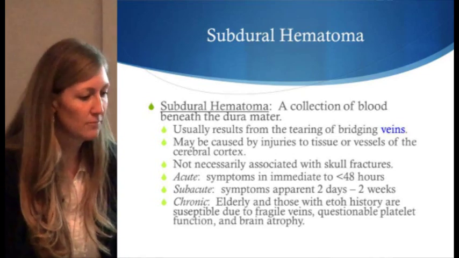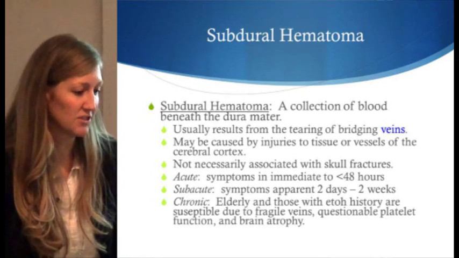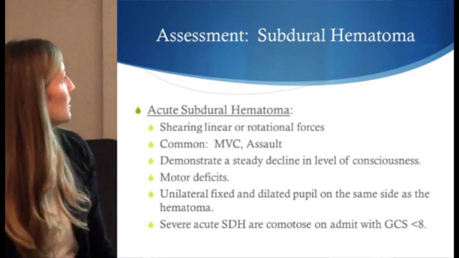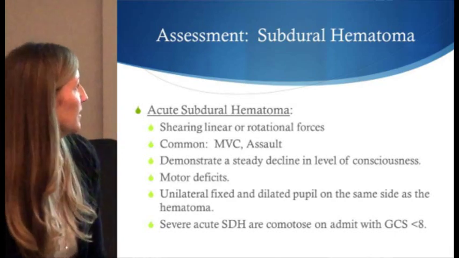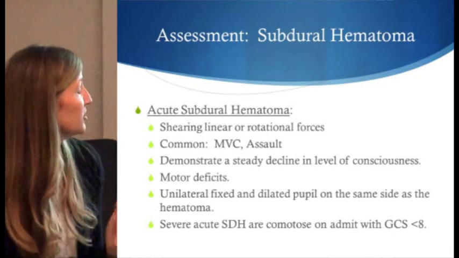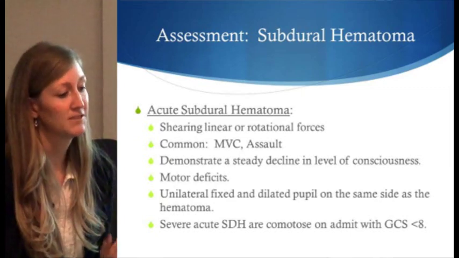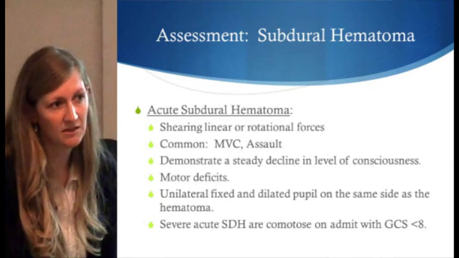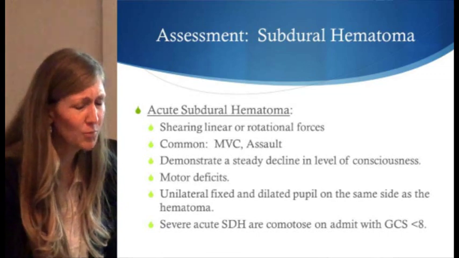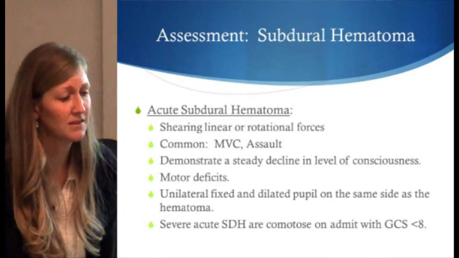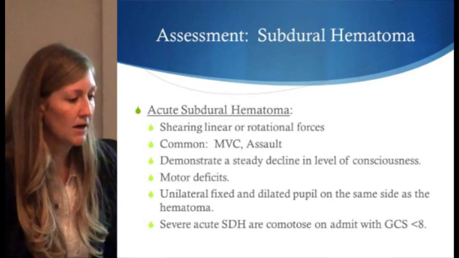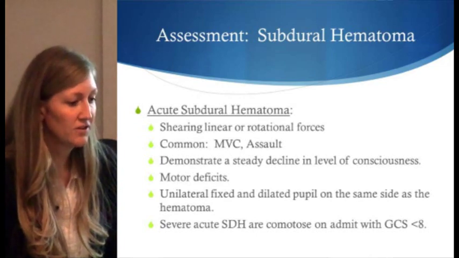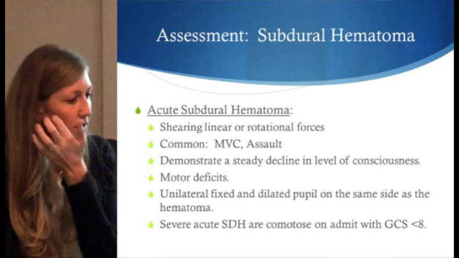Or they have abnormal platelet function, those kind of things. So an acute subdural hematoma, like I was saying, is the shearing, linear or rotational forces. So usually a motor vehicle accident or an assault, get hit pretty hard on the side of the head or in the back of the head, wherever. And usually they go down pretty quickly.